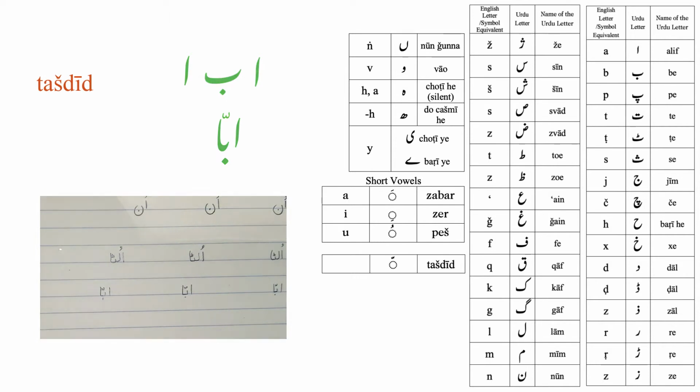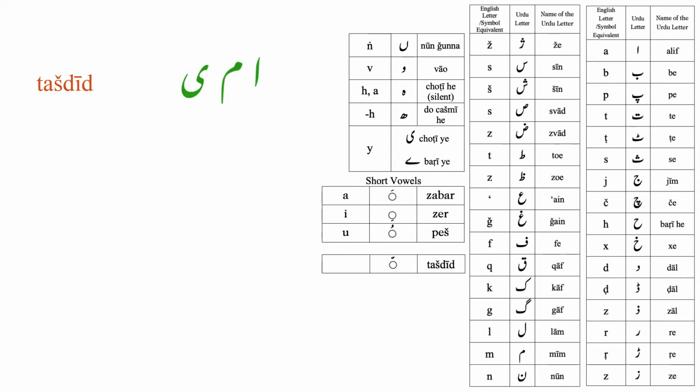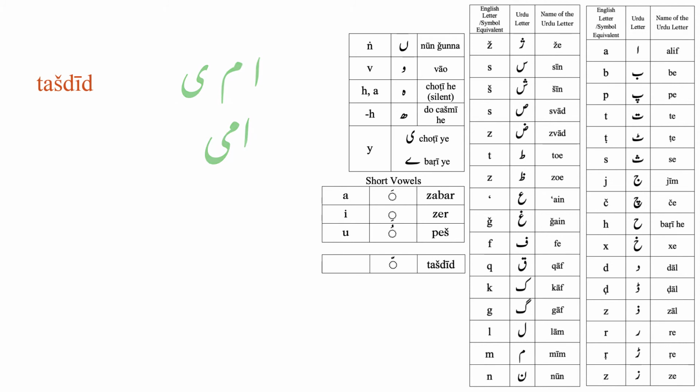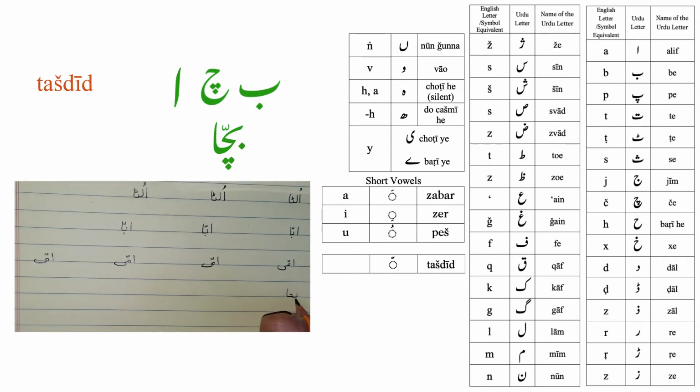Abba. Same with ammi, which means mother. Abba means father. Ammi means mother. And while we're at it, let's go ahead and add bacha. It's bacha, which means child. So now you know how to produce the short vowel sounds in Urdu, and you know tashdid.